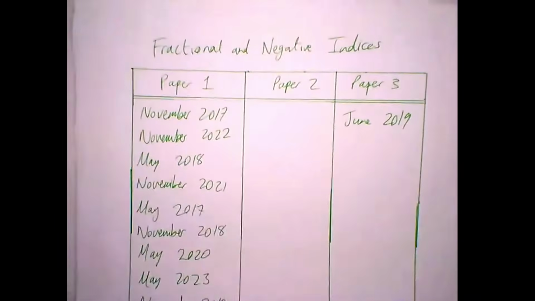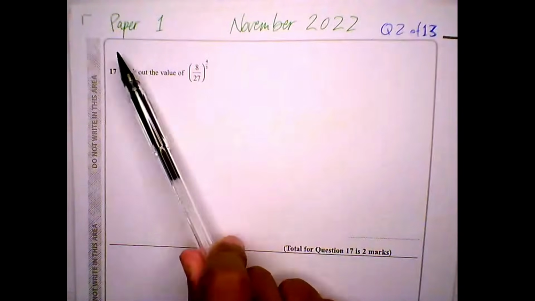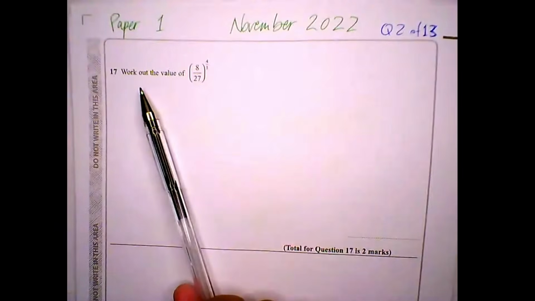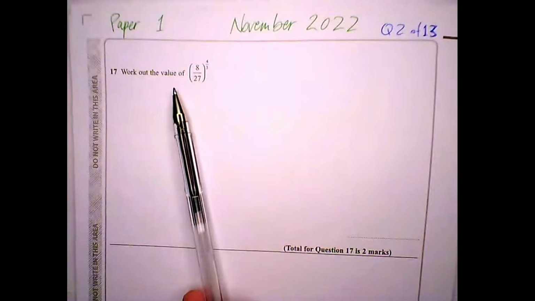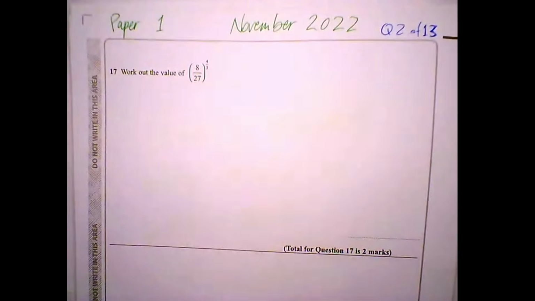Okay, let's go on to the next question. This is our second question. This question is from, again, paper 1, so non-calculator, from November 2022. This is our second out of 13 questions. Work out the value of 8 over 27 to the power 4 over 3. Press pause and have a go. When you're ready, press play for the answer.